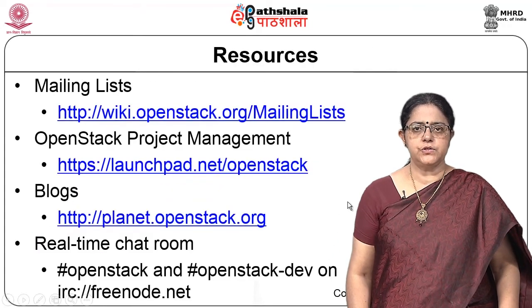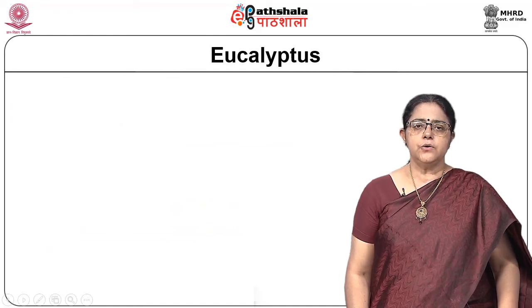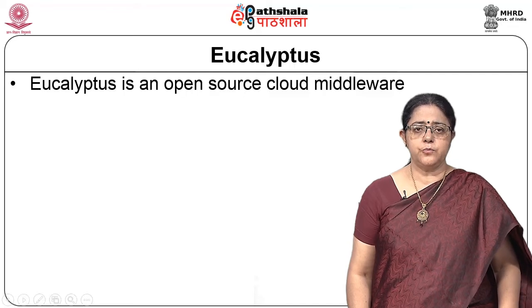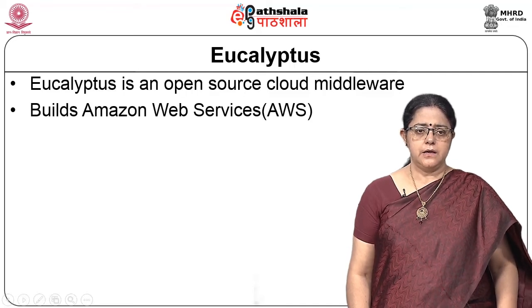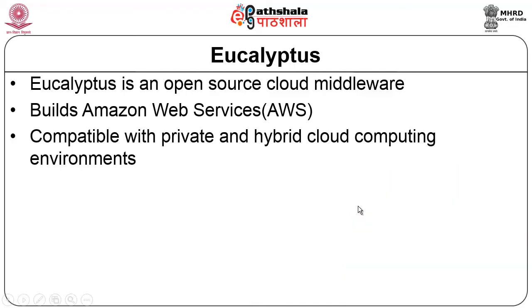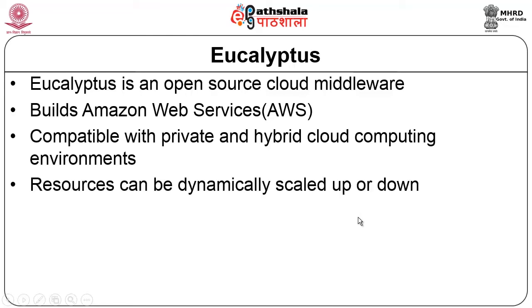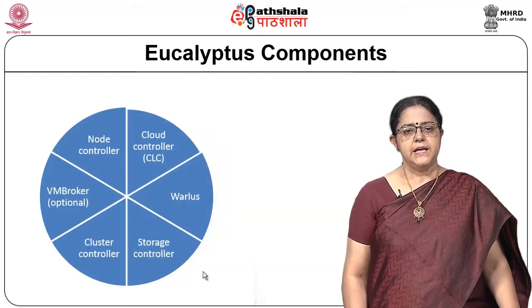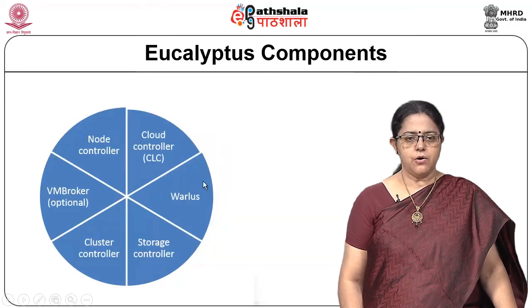These are some of the resources. Next, we talk about Eucalyptus, which was perhaps the earliest open source resource that has come in. This builds from AWS, and it is compatible for creating both private and hybrid clouds, and is Linux based. The name comes from these words: Elastic Utility Computing Architecture, linking your programs to useful systems, or Eucalyptus.